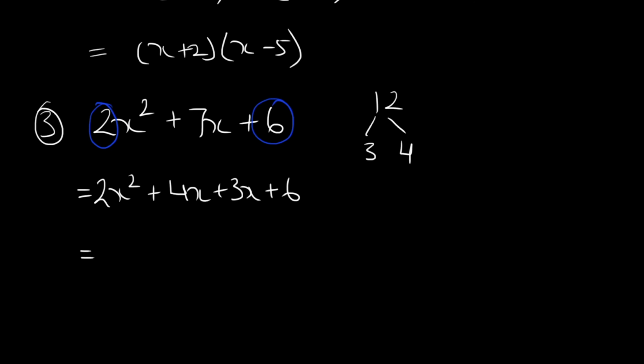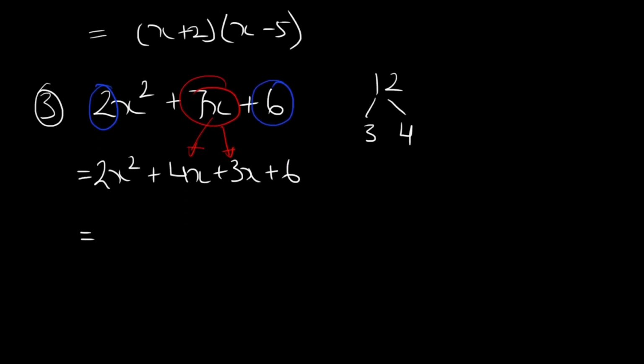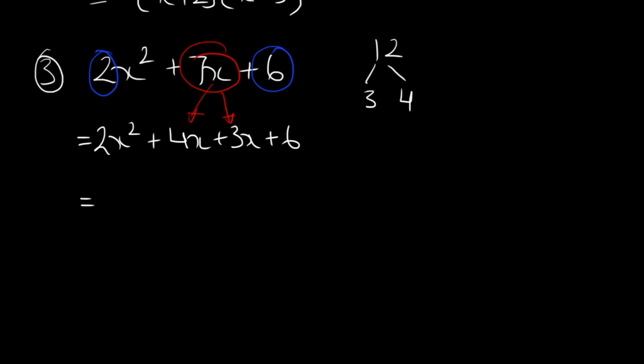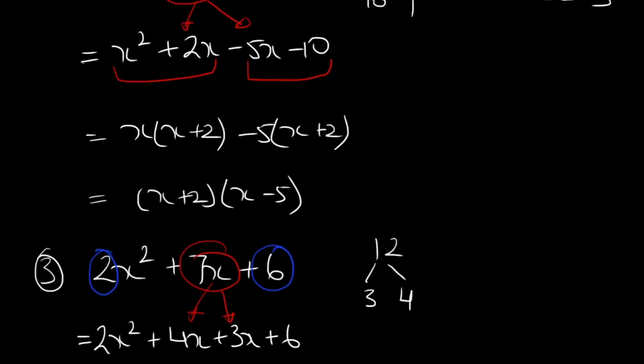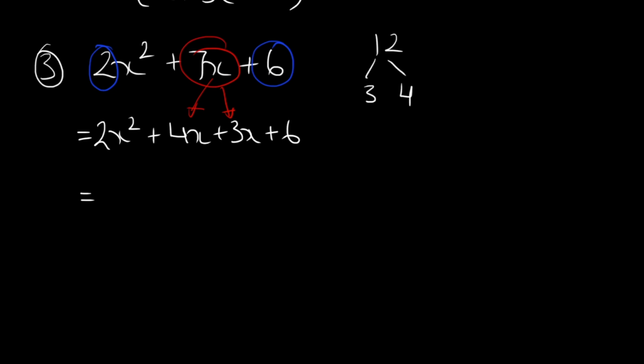But again, I have my two pairs. And again, I've split my middle term 7x into two terms. And you can see that this process was actually exactly the same, whether it was a monic quadratic trinomial or a non-monic quadratic trinomial. What it means by monic is that the coefficient of x squared is just 1. So there's nothing with the x squared, so it's the same as having 1. And in this case, it's a 2, so non-monic, but the process was exactly the same.